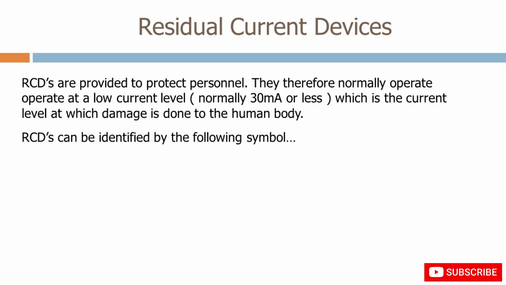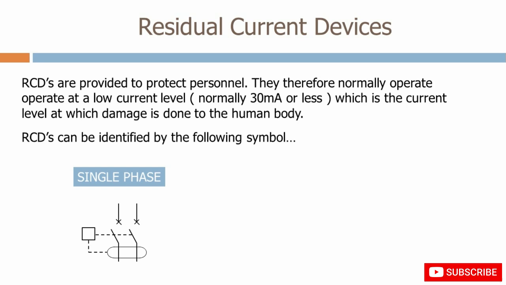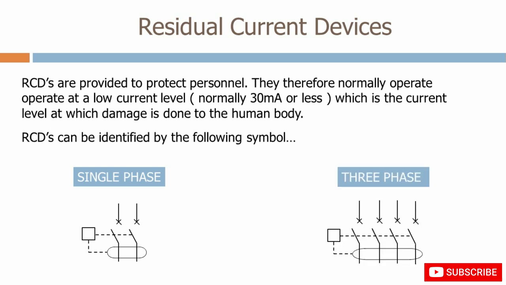RCDs can be identified by the following symbol. Here's a single-phase RCD, with the measurement winding summing the live and neutral. Here we have a three-phase RCD, with the measurement winding summing the red, yellow, blue, and neutral windings.